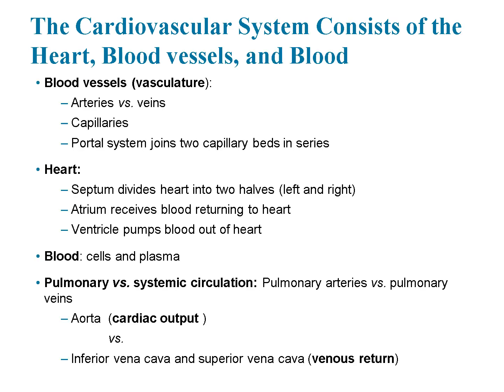The cardiovascular system is composed of three main components: blood vessels, the heart, and blood itself. Together, they work to transport oxygen, nutrients, and waste products throughout the body. Blood vessels, also known as the vasculature, include arteries, veins, and capillaries. Arteries carry blood away from the heart, while veins return blood back. Capillaries are the site of exchange, where oxygen and nutrients diffuse into tissues. Additionally, the portal system connects two capillary beds in series, facilitating direct communication between organs.